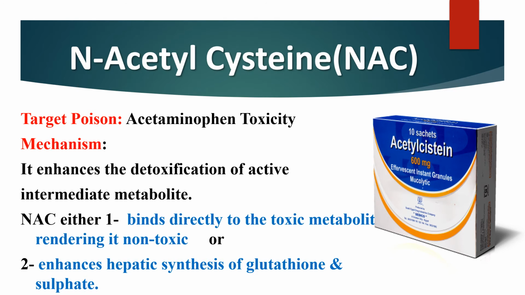How does N-acetylcysteine act? It acts in two ways. Firstly, it binds directly to the NAPQI, which is the toxic metabolite, and converts it to a non-toxic substance. The second mechanism of action is to enhance the synthesis of glutathione and sulfate, which help the liver to convert acetaminophen to a non-toxic substance. So N-acetylcysteine acts directly by converting toxic metabolites to non-toxic, or by enhancing synthesis of glutathione.